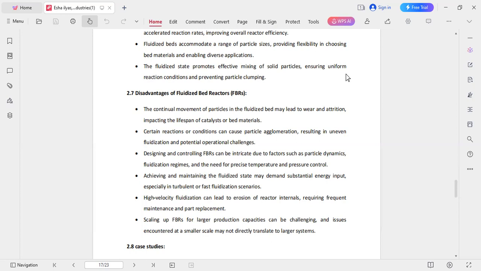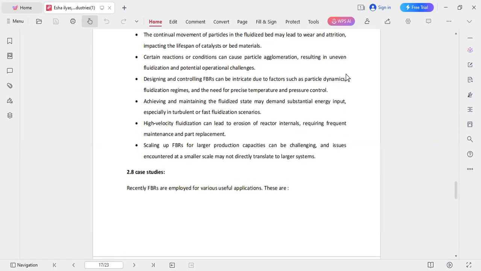High velocity fluidization can lead to erosion of reactor internals, requiring frequent maintenance and part replacement. Scaling up of fluidized bed reactors for large production capacities can be challenging, and issues encountered at smaller scale may not directly translate to larger systems.